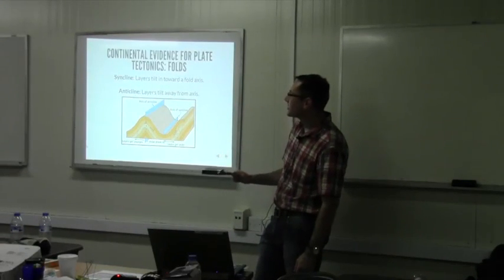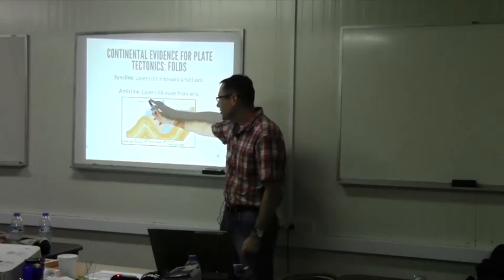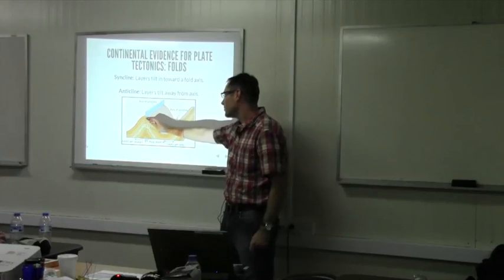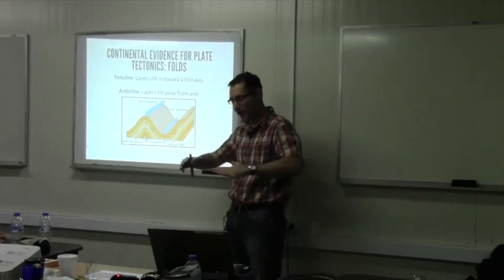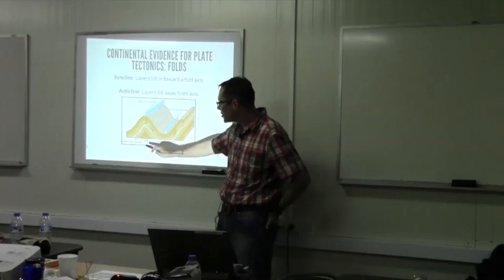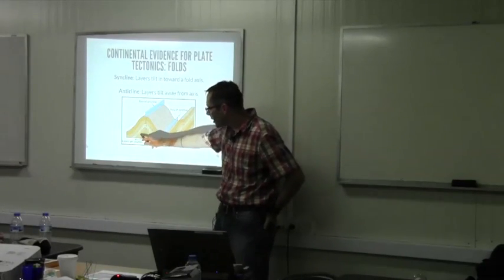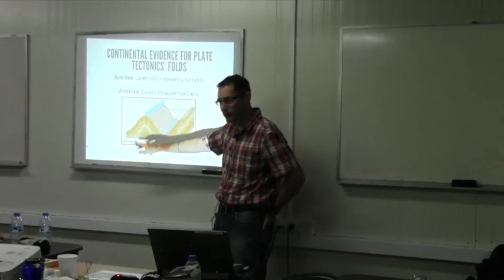There are two types of folds in layers. You've got one which is called an anticline, which looks like this. It's where the rock gets pushed up into these layers. And notice you've got the layers getting younger this way. So this is a nice old layer. Younger, younger, younger, youngest layer.